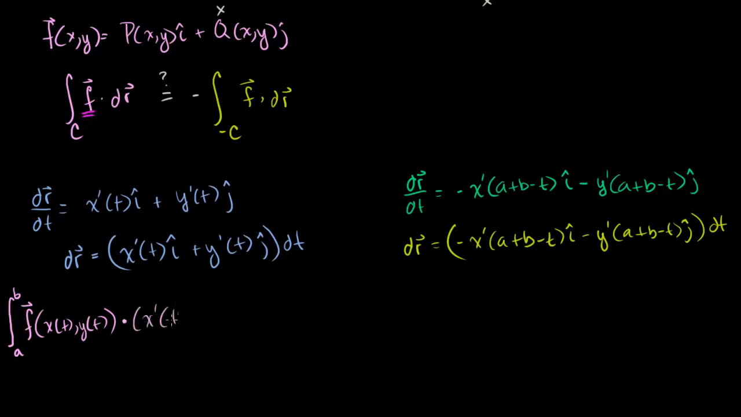x prime of t i plus y prime of t j, and then all of that times the scalar dt. This will be a scalar value, and then we'll have another scalar value dt over there. Now, what is this going to be equal to?